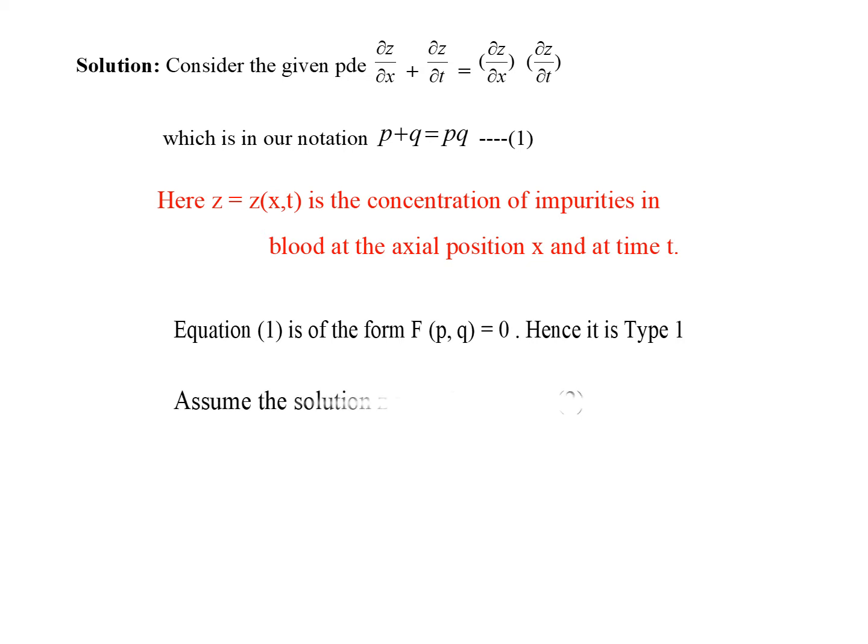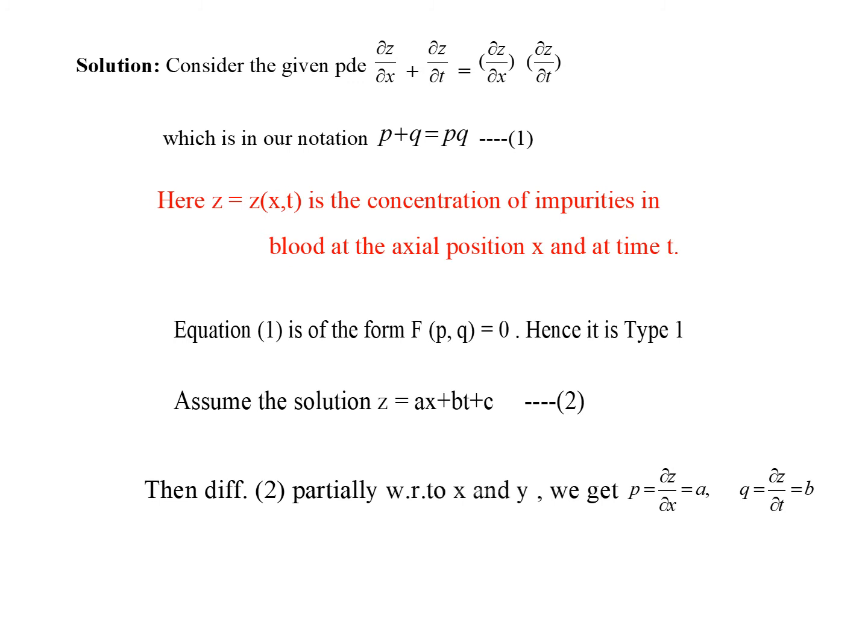Assume the solution z = ax + by + c. Usually we call the second term by because in our usual notation z is a function of x and y. But here, a small change: instead of x and y, z is a function of x and t. So that's why we have to use t instead of y. Again, substituting p = a, because when we differentiate partially with respect to x, we get ∂z/∂x as a. Similarly, q, the ∂z/∂t, is b.